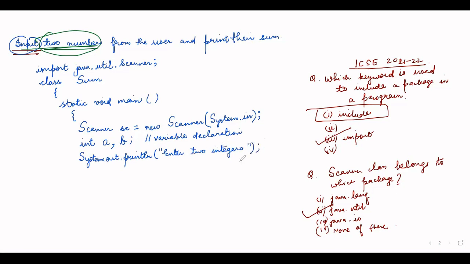मैंने उसको बोला कि आप दो integers enter करो, and then I have closed the sentence with inverted commas like this. Okay, and then put a semicolon. So this message will be displayed on the output screen of the user. Enter two numbers. Just the way when you insert your card in the ATM machine, it displays enter your PIN.